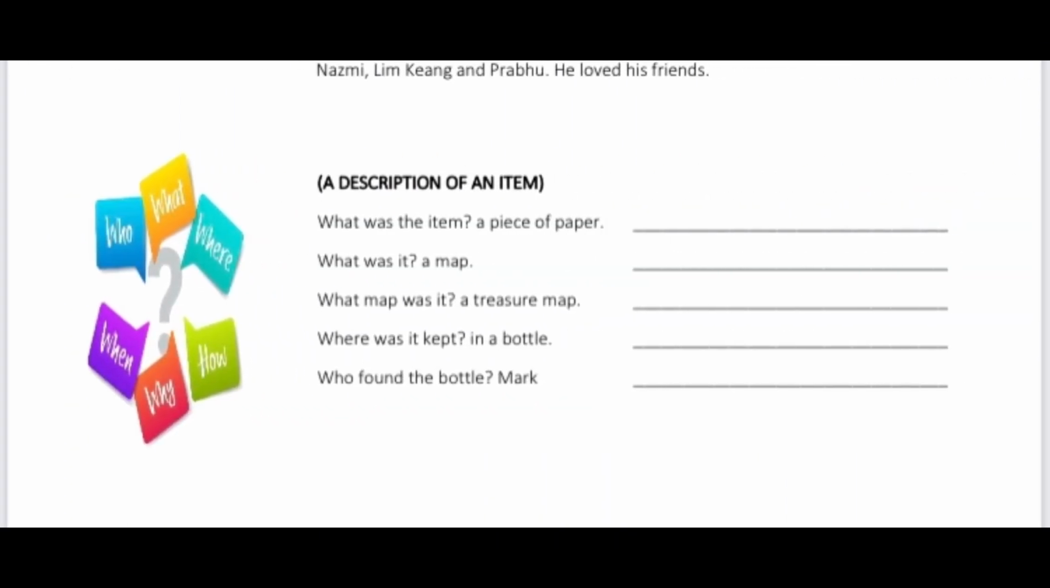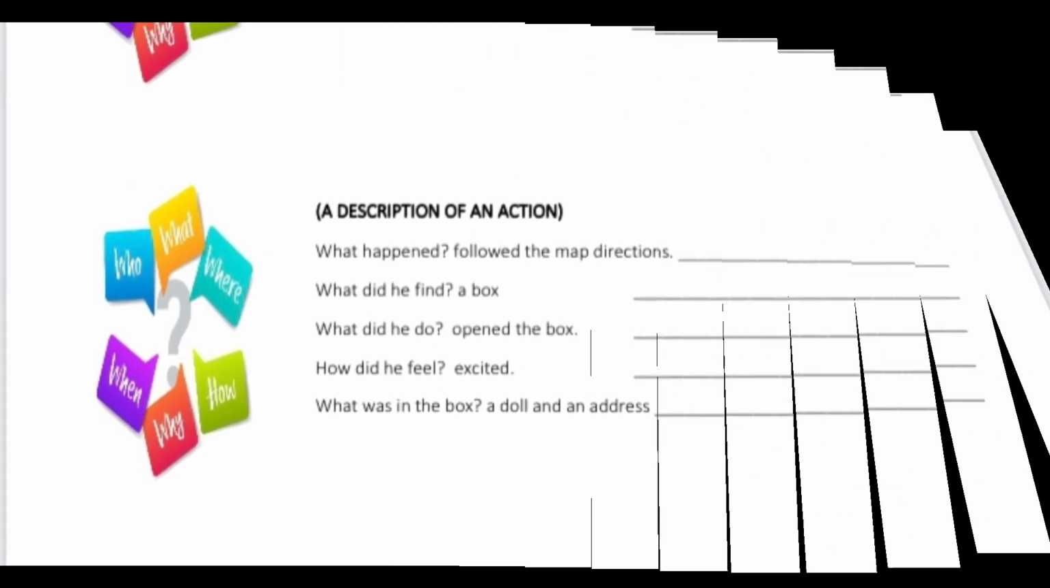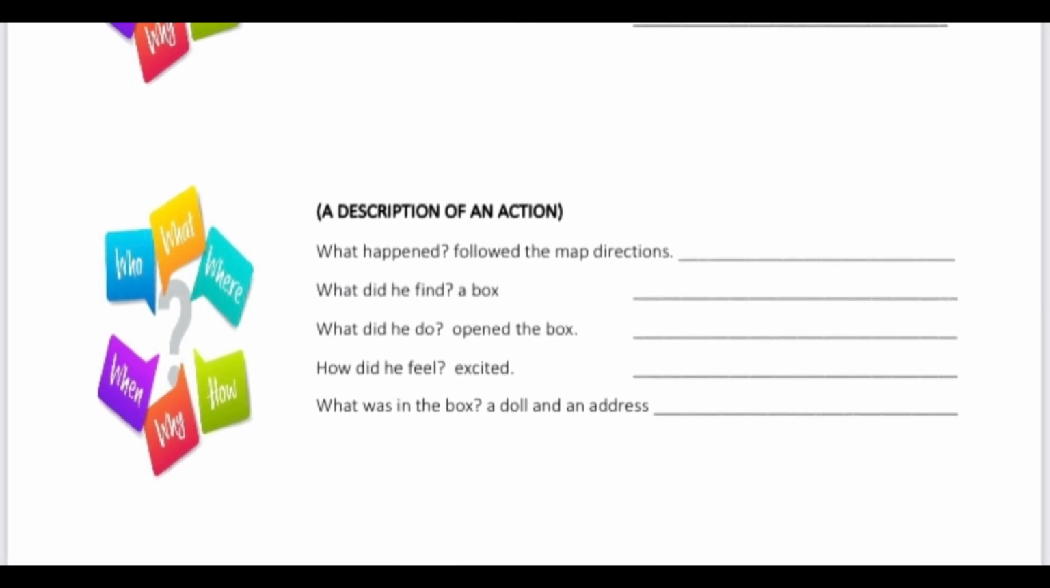In the rising part of the story mountain, describe the item, which is the piece of paper. Ask yourself questions such as, what was the item? What was it? What map was it? Where was it kept? Who found the bottle? For the climax, use the description of action. What did Mark do after reading the map? So, show the element of surprise here.